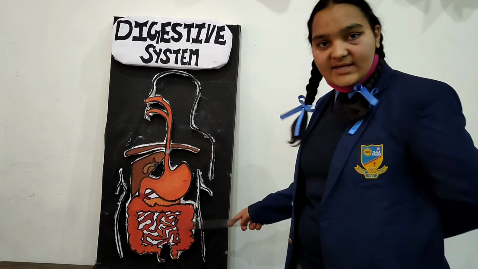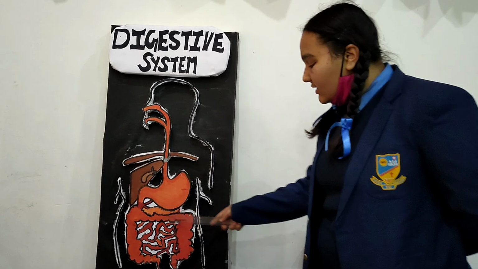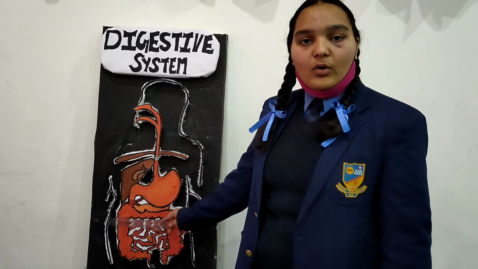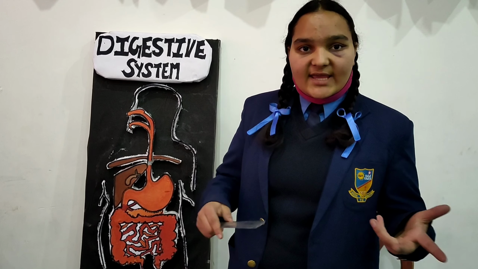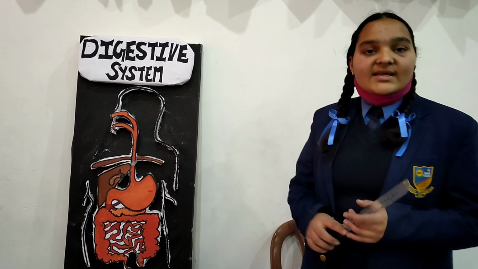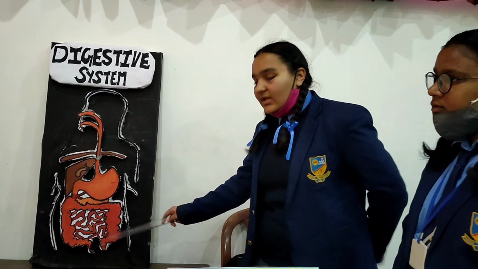Now the food enters the large intestine. This is the ascending colon, transverse colon and the descending colon. When the food enters the ascending colon, all the water absorption takes place in this part of the body, and then all the waste material collected in our body flows out through the rectum. So this is our model. Thank you.